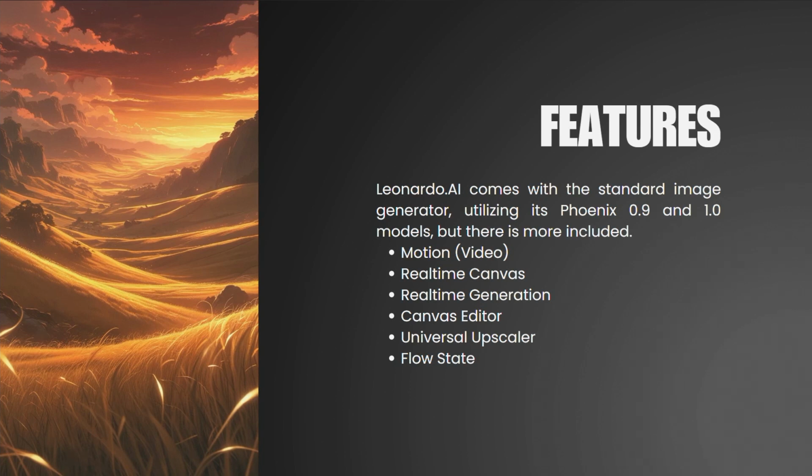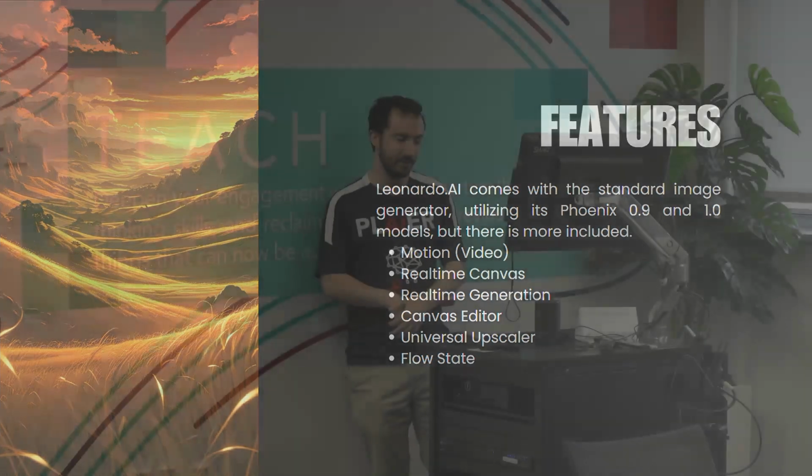After that, we have a real-time canvas, real-time generation, which sounds a bit crazy, but we'll be getting into what they look like and what you can do with them. Then we have the canvas editor, universal upscaler, and flow state. All these might seem kind of crazy now, but trust me, they are. So I'll be getting into them right this second.